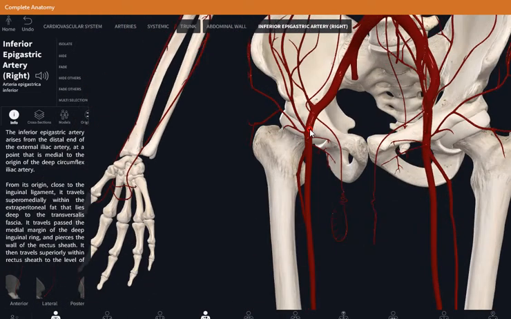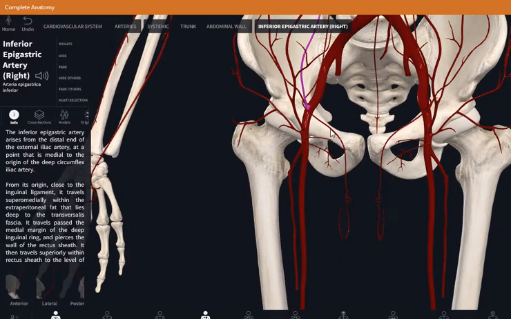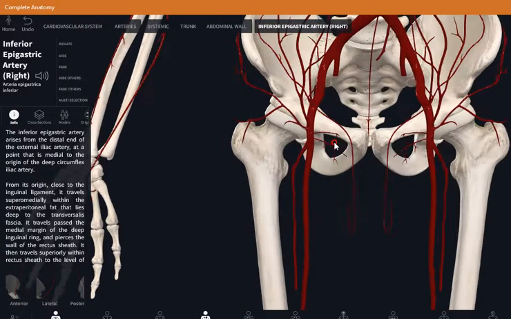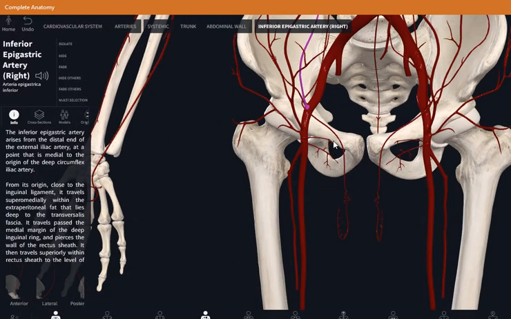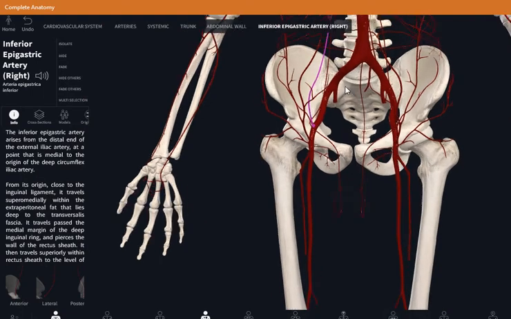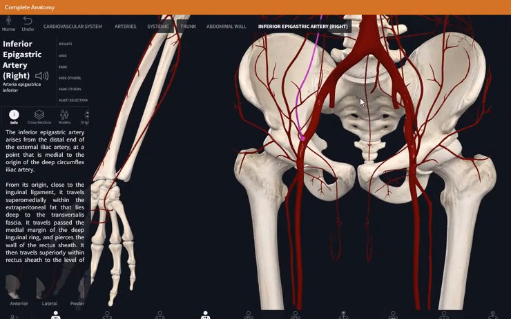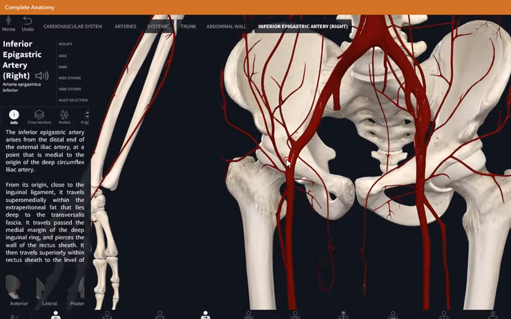And this other branch will descend to the testicle, the testicular artery, but they are not involved with the lower limb. The testicular artery descends directly from the abdominal aorta. So let's come back again.